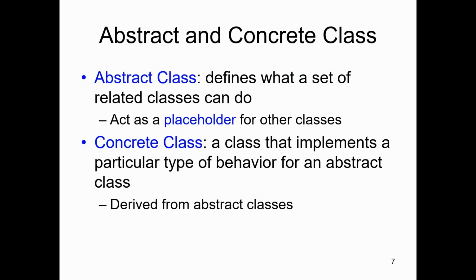And then there's a special kind of superclass, the abstract class. An abstract class defines what a set of related classes can do, and usually acts as a placeholder for other classes. You may think an abstract class is very like an interface. However, an interface only defines the signature of the method, but an abstract class can have some implementation. The abstract class is declared using the abstract keyword. It can have both abstract as well as concrete methods.